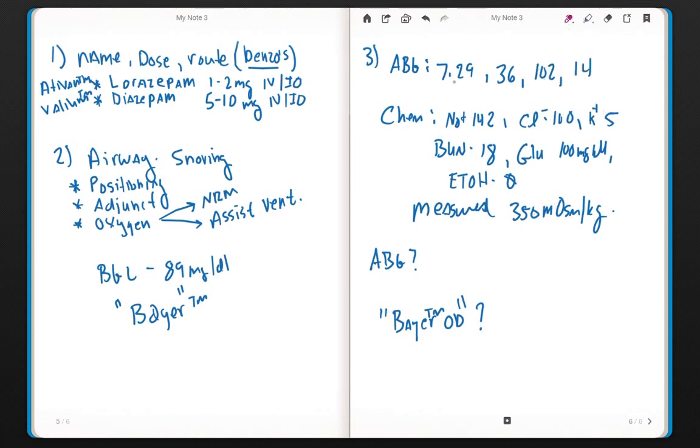So I'll look at the ABG, 7.29, that's clearly acidic. 36 for the CO2 is normal, actually. 35 to 45 is the normal range. 102, 80 to 100 is normal, so it's a little higher. And I'm assuming that this is a little higher because we placed them on oxygen here, bagging, or assisting ventilations in number 2, so that's okay. And then 14 for the bicarbonate, 22 to 26 being normal. That's clearly acidic.